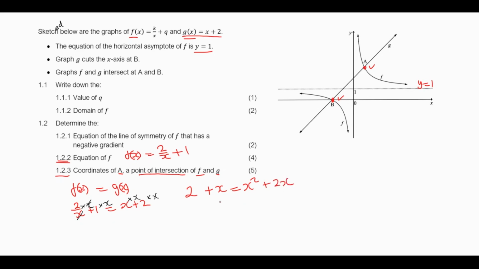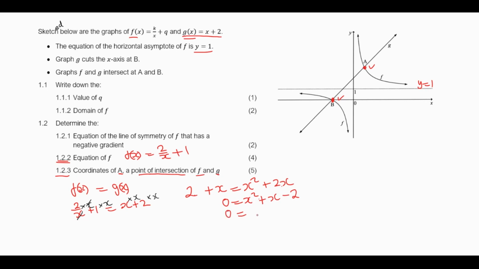We can write this in standard form. Let's just subtract x from both sides of the equation and subtract 2 from both sides of the equation. Becomes 0 is equal to x squared, then 2x minus x, that is positive x, and then minus 2. When you transpose 2 to the right-hand side, negative 2. Right. We can look for the factors of negative 2 that can give us positive 1. That should be positive 2 and negative 1.